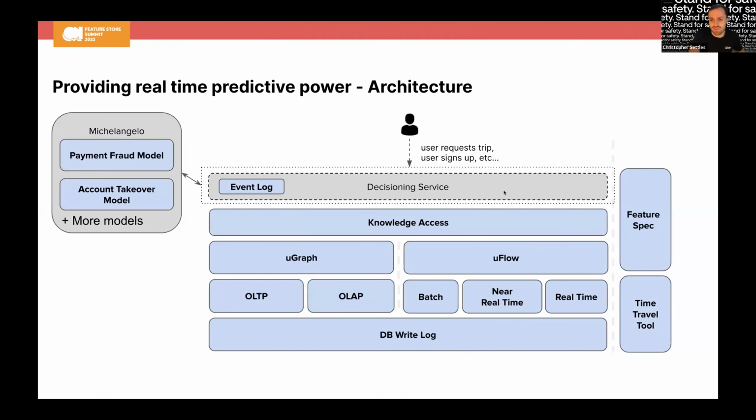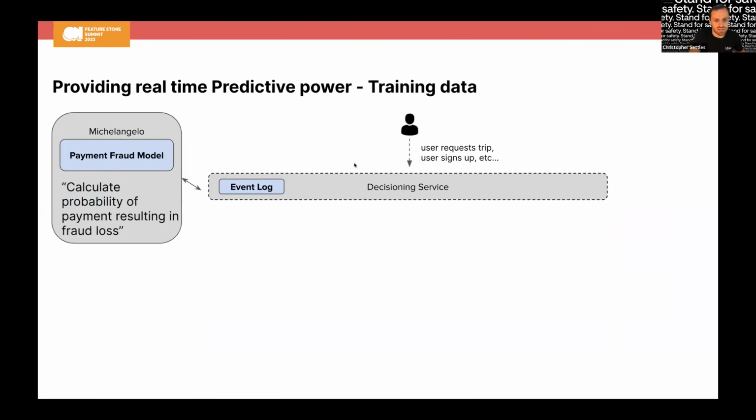And let's go about thinking about how we might build one of these models. Maybe we can start with how we might build a payment fraud model. Maybe the goal here is we want to calculate the probability of some kind of payment resulting in fraud loss when, for example, a user requests a trip.